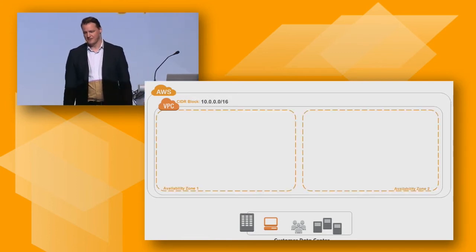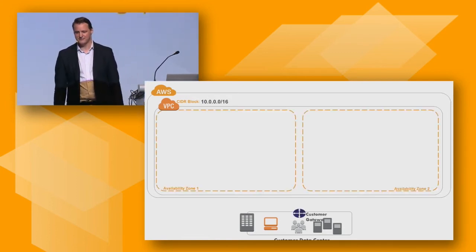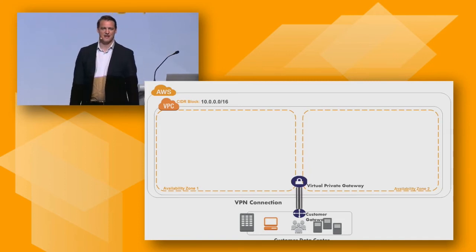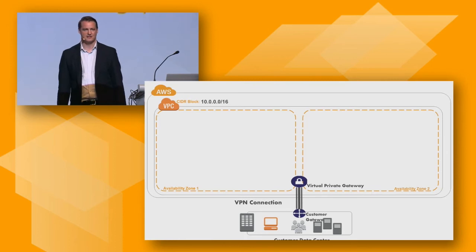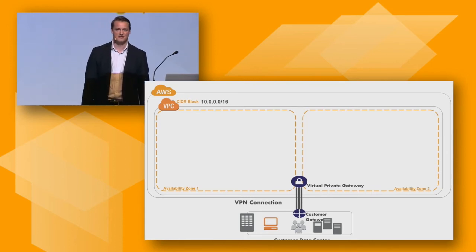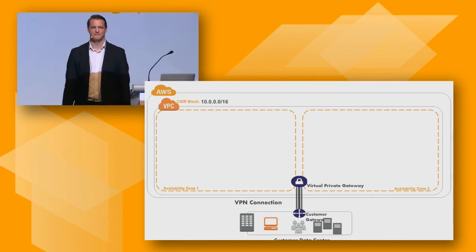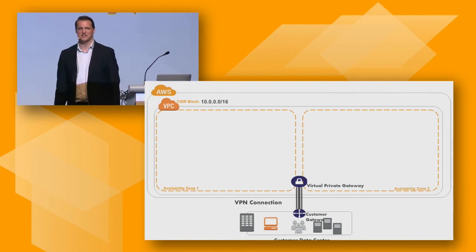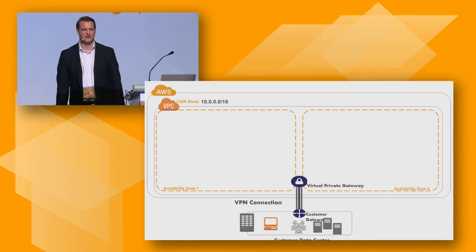Because when you actually connect that back to on-premise with your customer gateway, your virtual private gateway and your VPN or your Direct Connect, we actually peer that back into your data center. If you have an IP clash, we can't do that. So make sure that you talk to networking. Make sure that you actually design it if you're going to move a lot of workloads over to AWS.